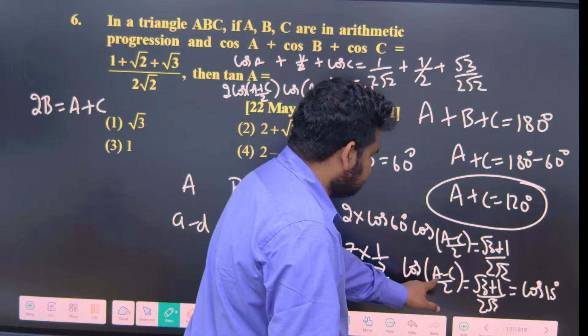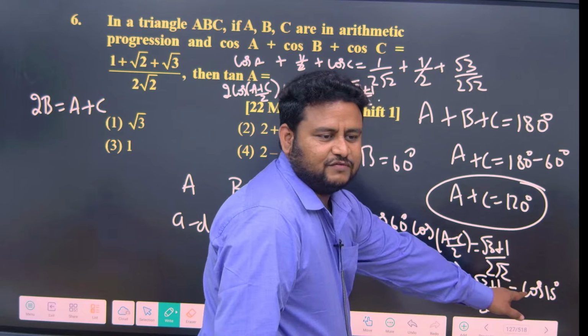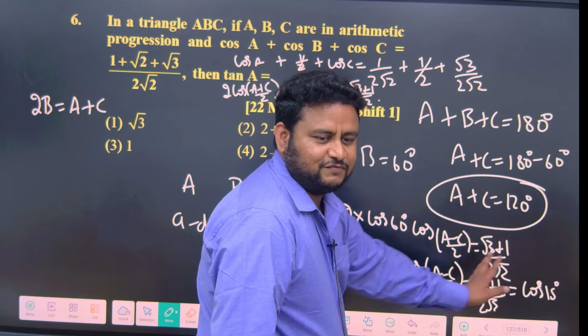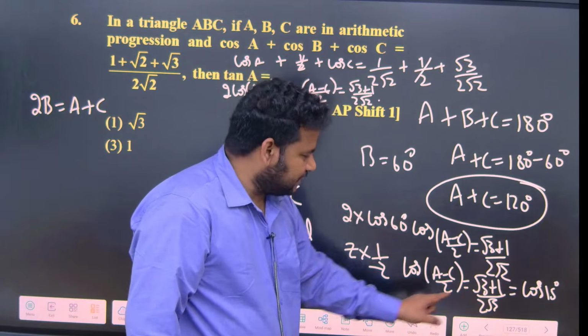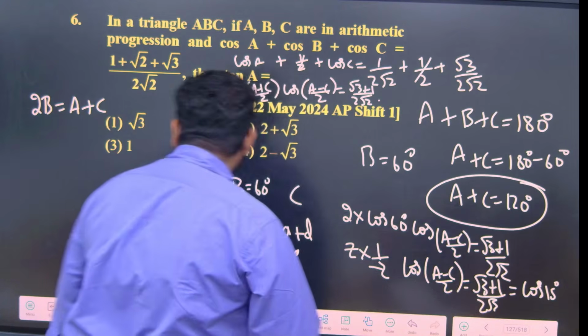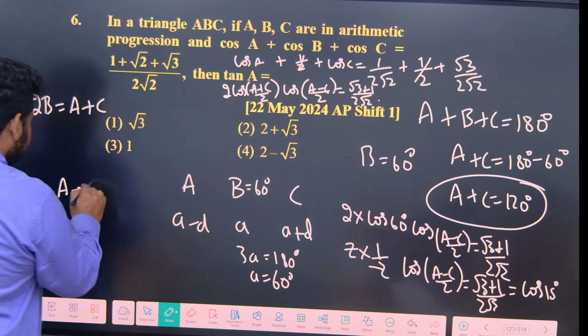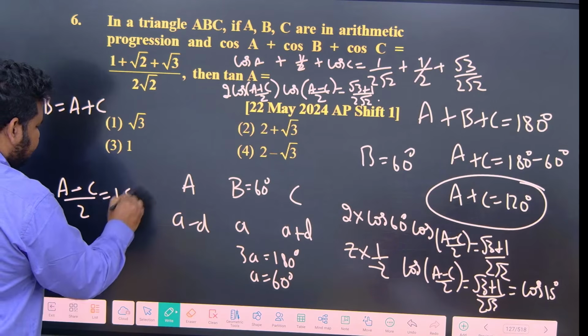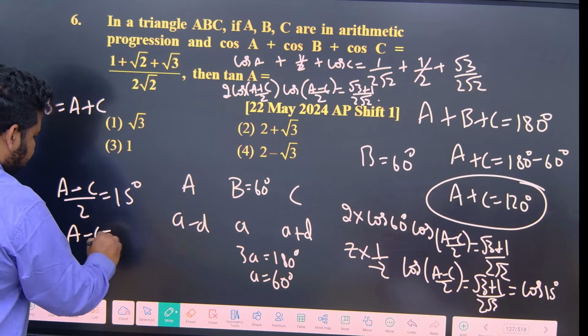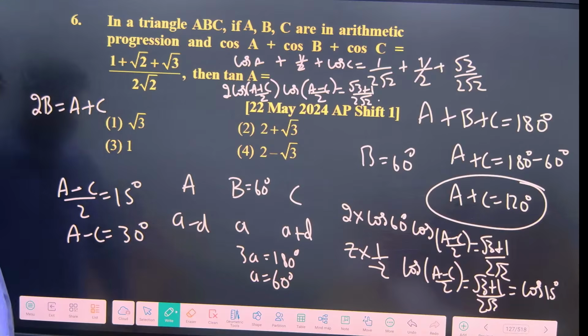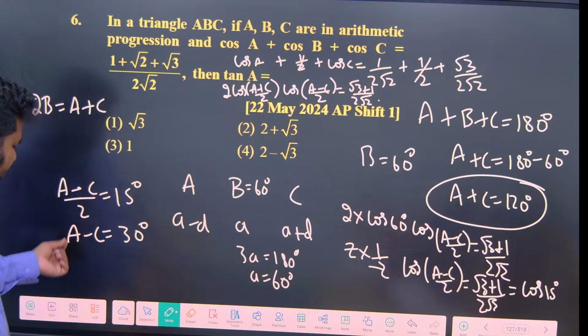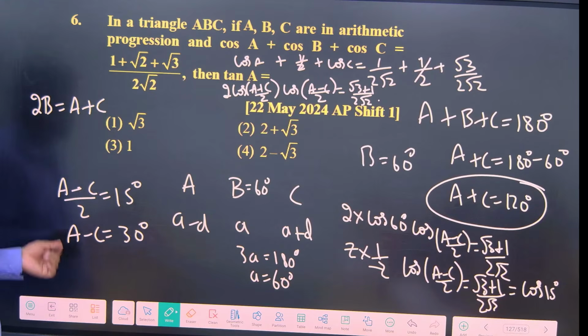Now, we are having what? (A minus C) by 2 is equal to what? 15 degree. Not cos 15, it is only 15 degree. So A minus C is equal to 30 degree. Now, they are asking what? Tan A. That means I want the value of A.